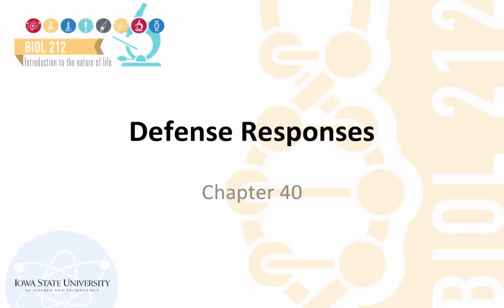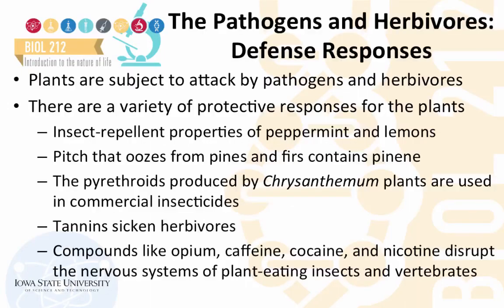In this video, we'll take a look at a few defense responses in plants. Some of the main threats to plants include the presence of pathogens that infect plant cells or herbivores that consume plant tissue. In order to protect themselves against these threats, plants have developed some mechanisms that respond to attack by either pathogens or herbivores. There are a variety of protective responses for the plants.